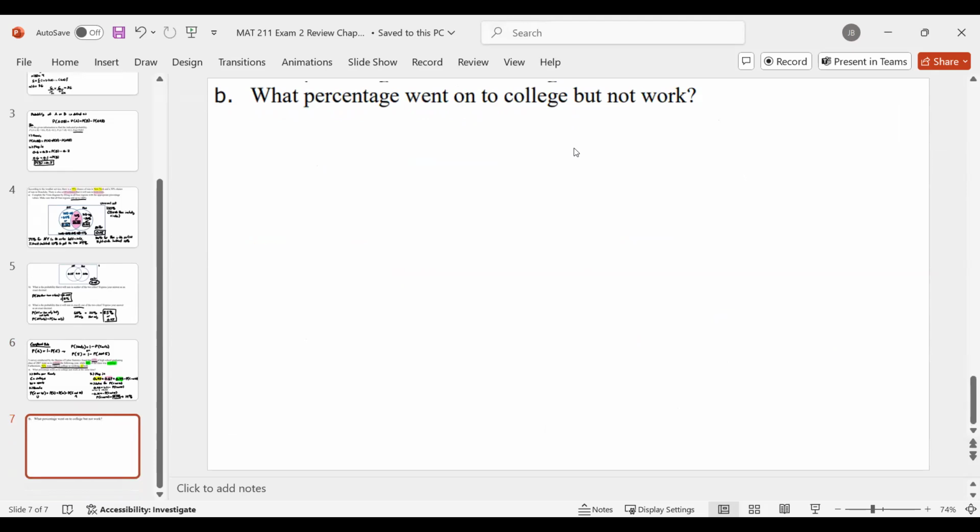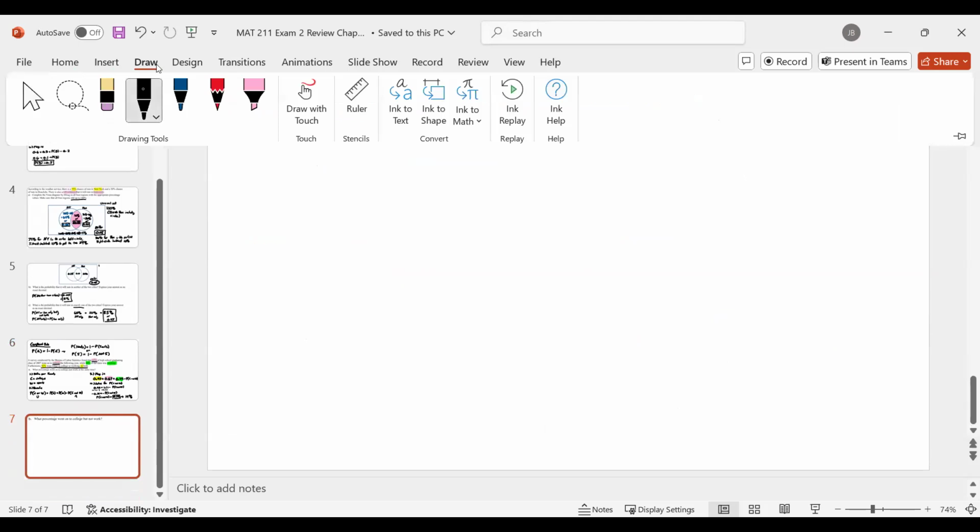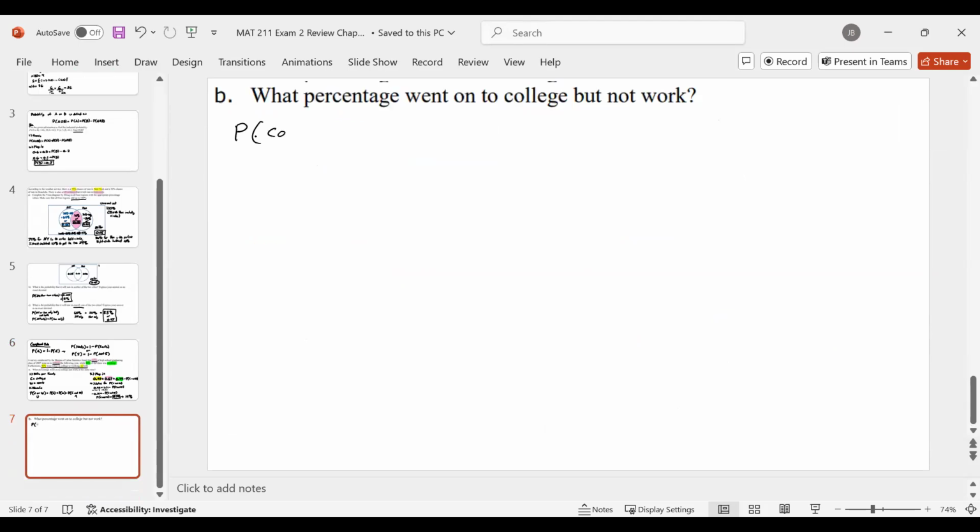All right, so what percentage went on to college but not work? Essentially, they're asking, what is the probability of college and not work? This is where I think the Venn diagram is better, because the formula isn't really designed to be modified this way. So for this, the Venn diagram is actually a lot better. So what I would recommend you do is just make a quick Venn diagram.